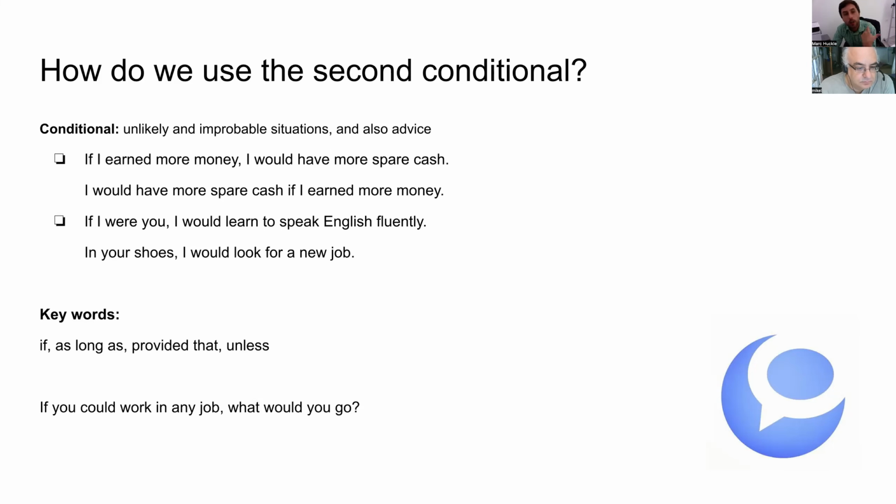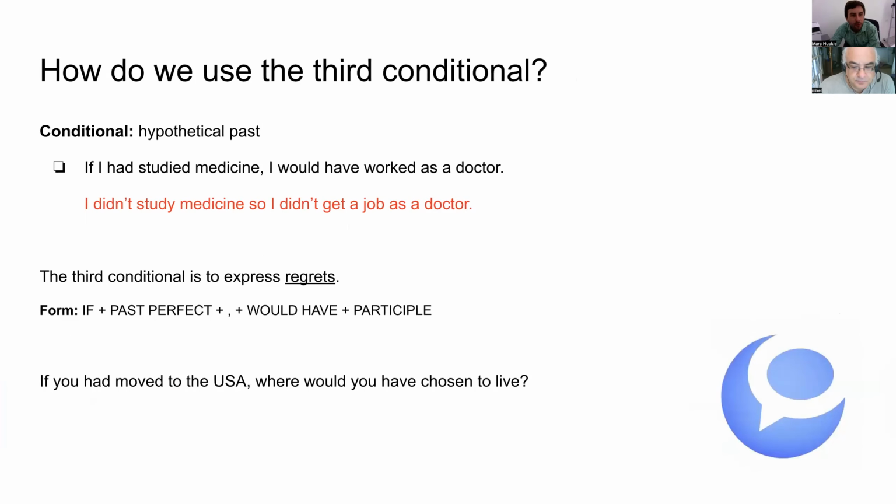Good. Now, if we want to talk about the hypothetical past, changing the past, we will use the third conditional. With this, you simply use past perfect for the condition and would have plus participle for the result. For example, if I had studied medicine, I would have worked as a doctor. This means I didn't study medicine, so I didn't get a job as a doctor.